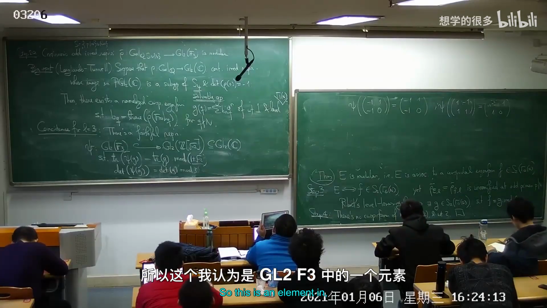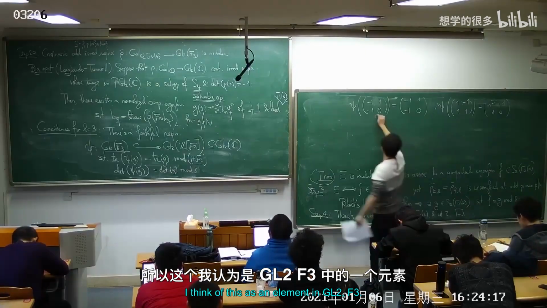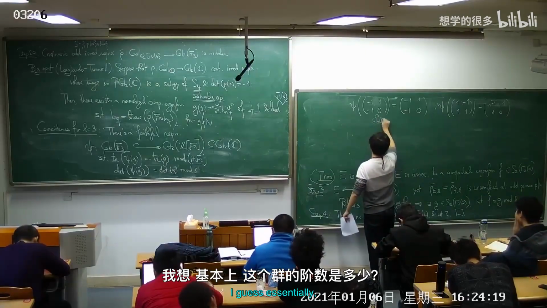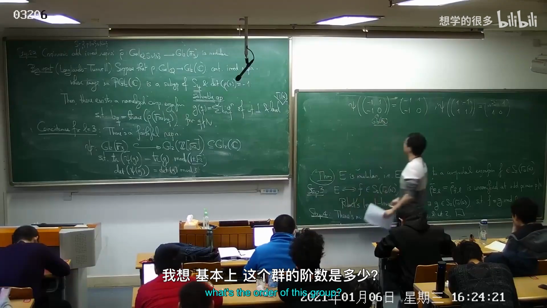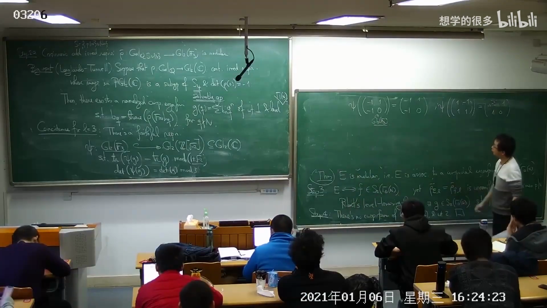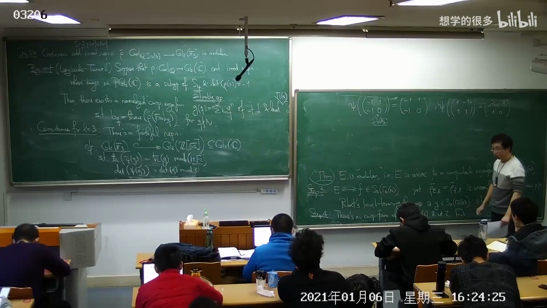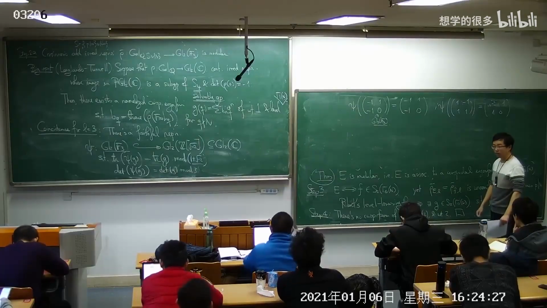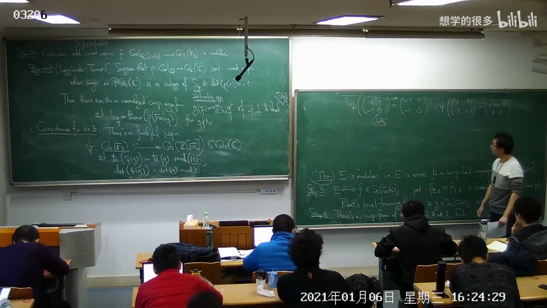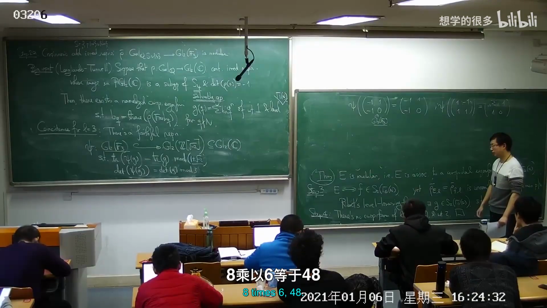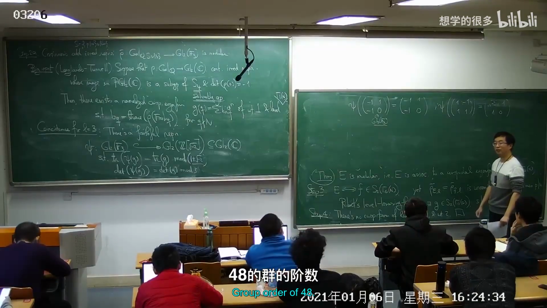So I have an element here. I think of this as an element of GL2(F3). Essentially, what's the order of this group? GL2(F3), 72? No, hold on a second. 8 times 6, 48. Group order of 48.